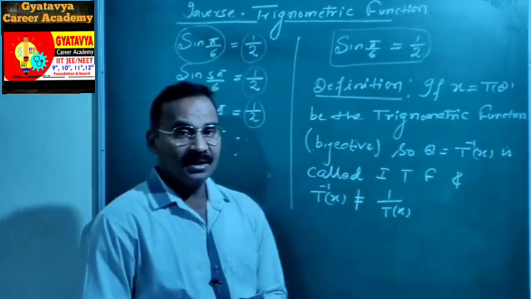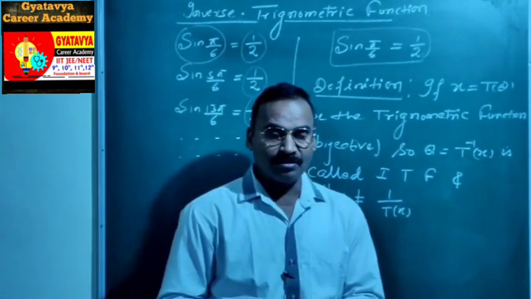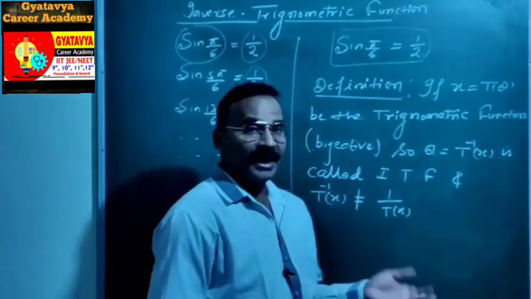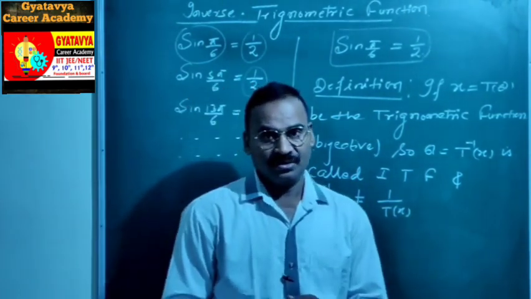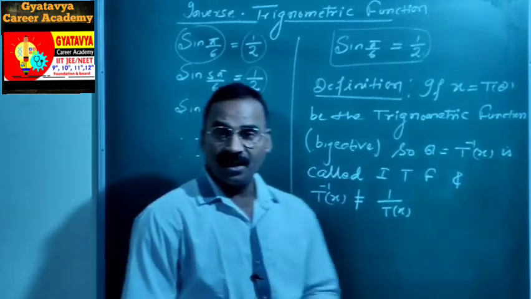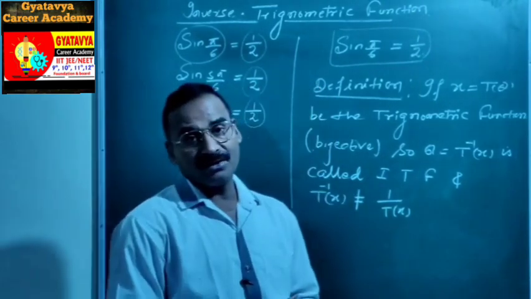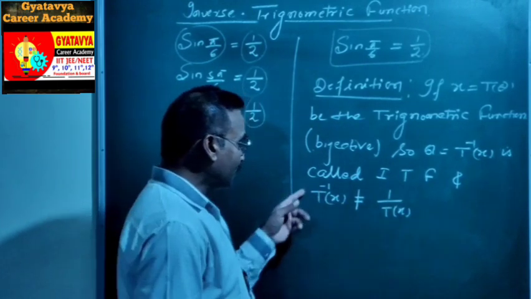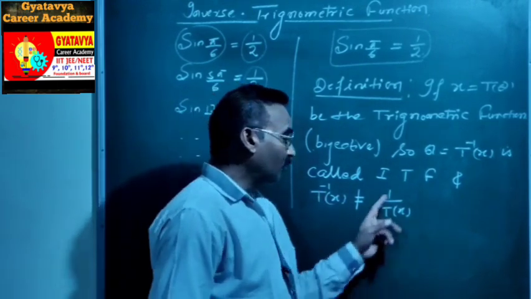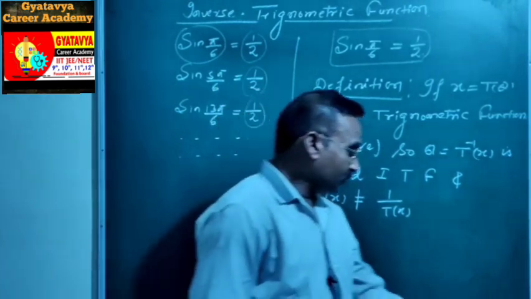And what are the properties of the inverse function? The domain and range are interchanged to be an inverse function. Okay, so this is not equal to, it never exists. T inverse x cannot be equal to 1 upon tx.